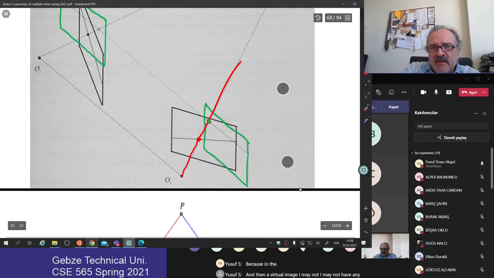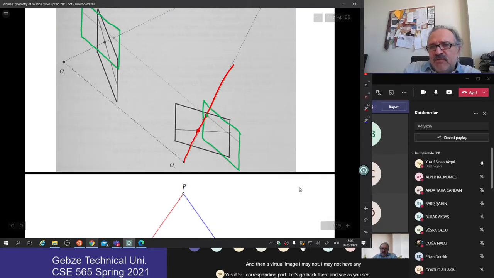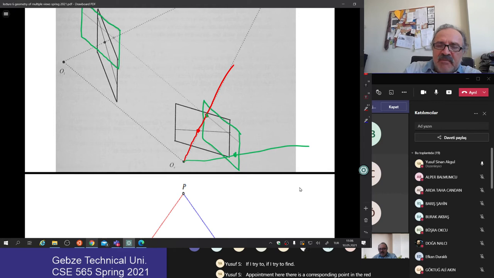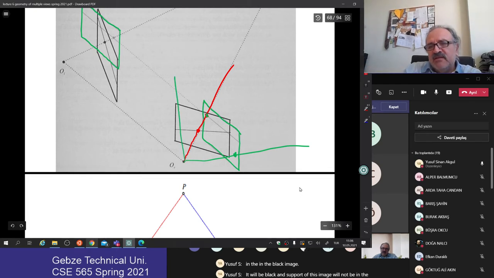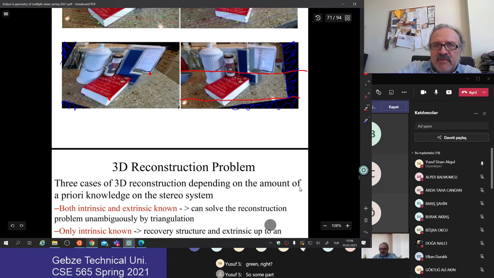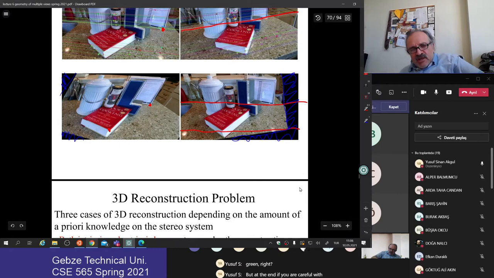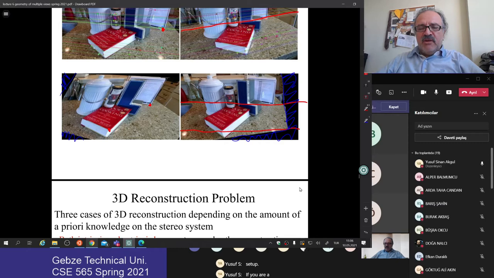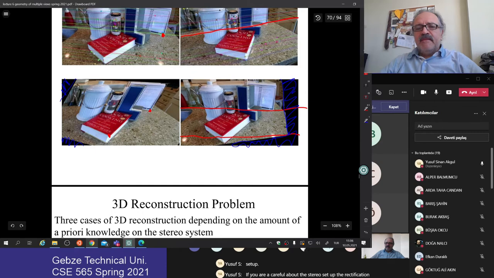As you see, if I try to find a point here, there is no corresponding point in the red, in the black image. So it will be black. And some part of this image will not be in the green, right? So some part of the image will be wasted. But at the end, if you are careful about the stereo setup, your rectified images will come back nice like these. And it will be all usable.